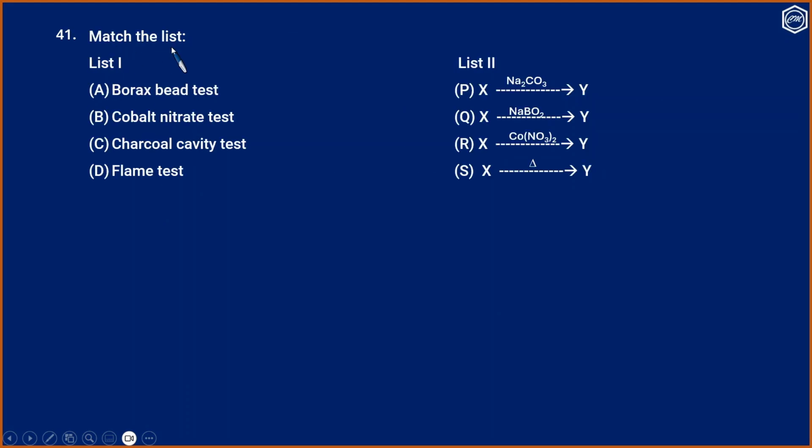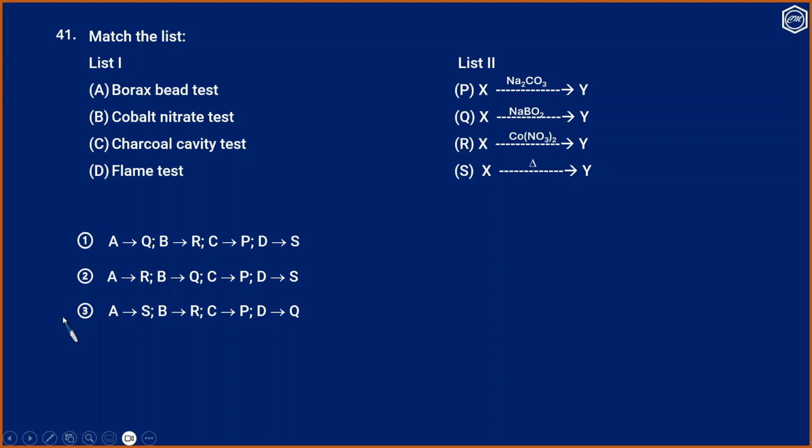Question 41. Match the list. List 1: borax bead test, cobalt nitrate test, charcoal cavity test, flame test. List 2: conversion of X to Y, first by sodium carbonate, then sodium metaborate, cobalt nitrate, and heating. The options are option 1, option 2, option 3, and option 4.